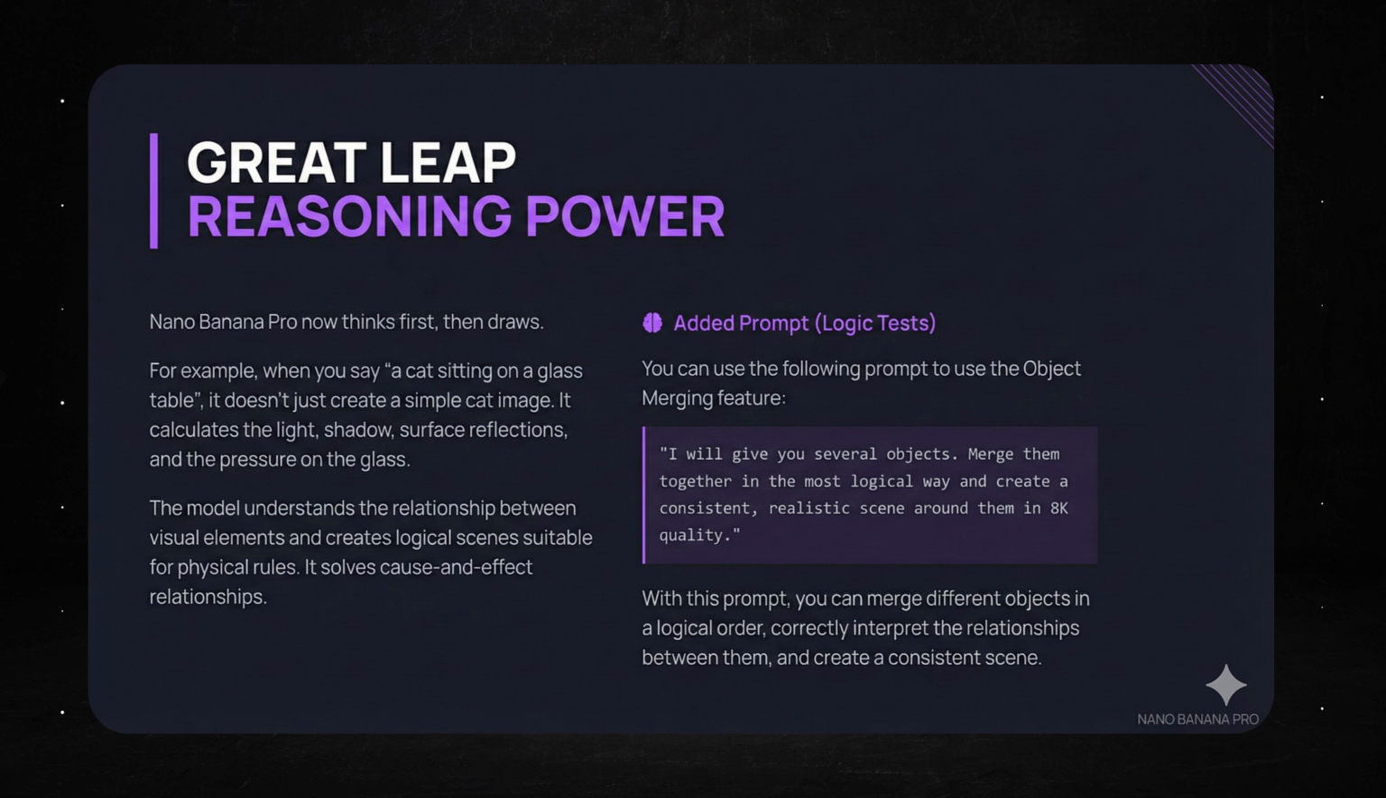The first big leap, reasoning power. Now, before creating a scene, Banana analyzes physically how it should function. It thinks beforehand, then draws. For example, when we say a cat sitting on glass, it doesn't just draw a cat. It used to be like that. Now it calculates all logical elements, such as how the cat's paw will press against the glass, how the light will refract through the glass, and where the reflection will fall. It draws completely based on logic and laws of physics, starting from zero guesswork.